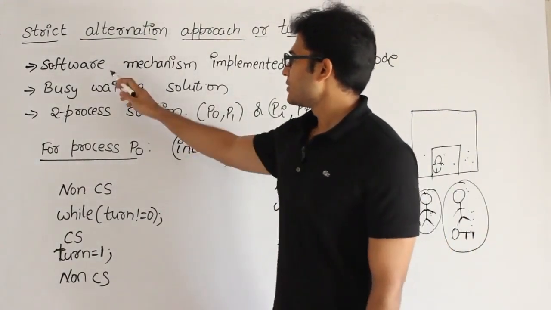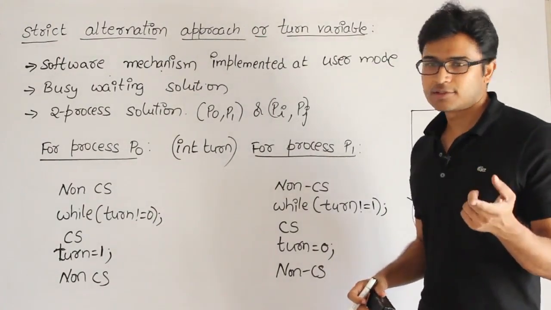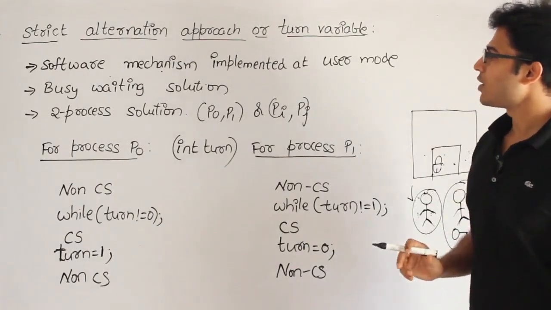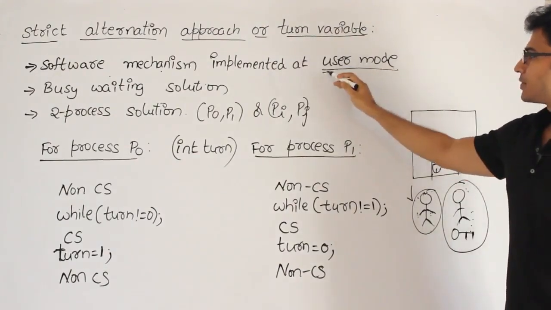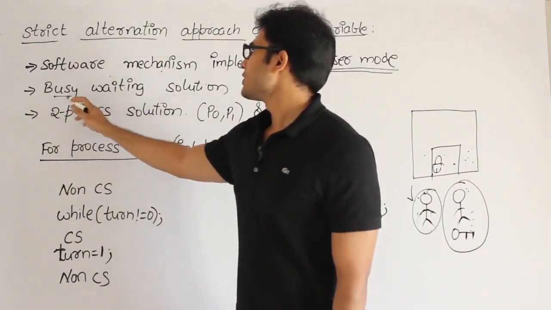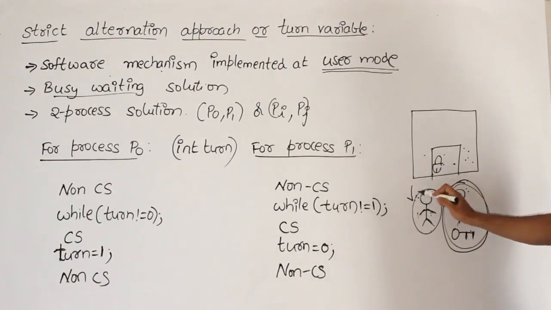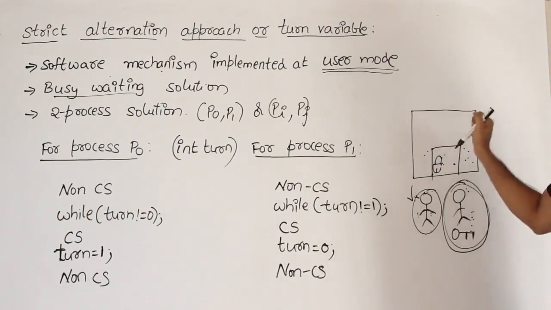Okay, first thing is, it is a software mechanism, which means we don't need any support from the hardware like in the previous interrupts. In interrupts we need the hardware mechanism, right? But here there is no need of hardware, only a software mechanism is required, and we don't need any support from the operating system. Everything is implemented in the user mode itself, right? And it is a busy waiting solution. What is a busy waiting solution? Busy waiting means, whenever the key is with him, which means he is supposed to get into it, and if this person wants to get into it, he will go and keep on knocking. Even though it is locked, he will keep on knocking, right?